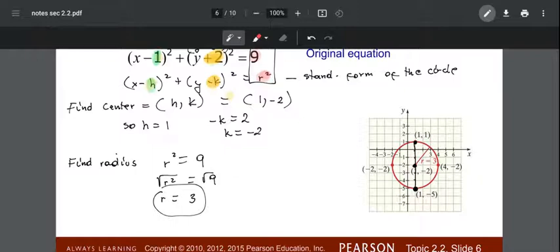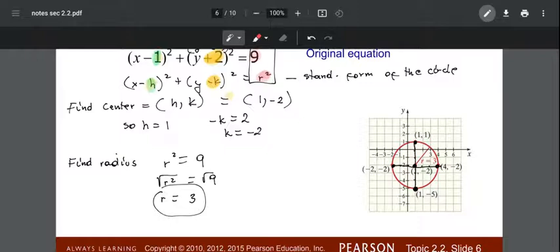From the center, I'm going 3 units to the right because that's the radius: 1, 2, 3, and we find the point (4, -2). From the center, I'm going 3 units to the left: 1, 2, 3, and that's (-2, -2). Okay, so the radius is equal to 3. That will be enough for you to graph it.